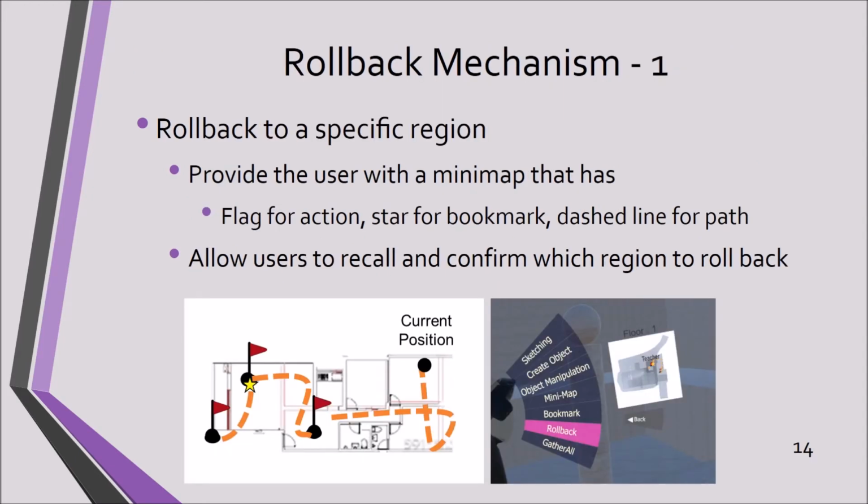During the discussion, participants usually have a certain level of memory about what happened in the past. When a participant wants to roll back, we guide him or her to find a region of interest by offering a 2D minimap augmented with information about where the actions and bookmarks were made. On the minimap, actions such as object modification or creation are marked by flags, and bookmarks made by participants are marked with yellow stars. In addition to flags and stars, a dashed line representing the participant's path is also shown on the minimap, which reminds the participant which region he or she went through and implicitly puts the actions and bookmarks in the time sequence.